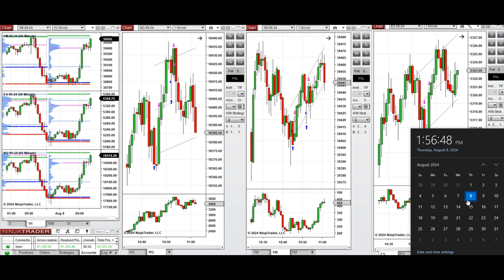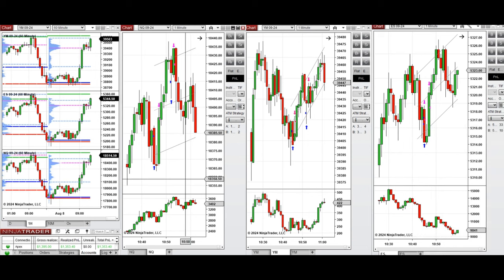Hello all traders, I'd like to share with you the trades that I have taken today on Thursday, 8th of August 2024. These trades were taken on Nasdaq, Dow Jones and S&P 500 futures.